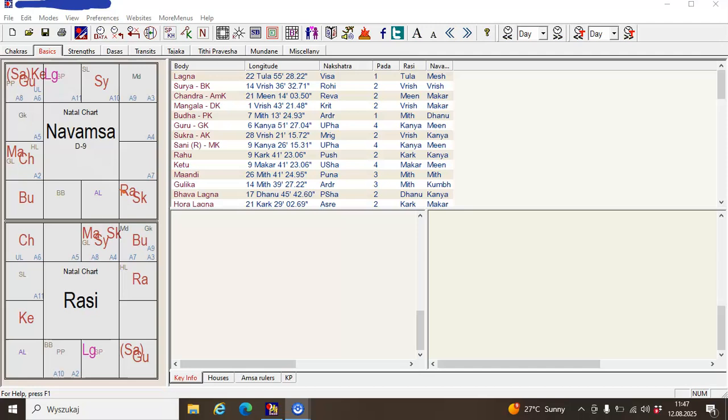The fourth point which we need to remember when applying Navamsha Dasha.